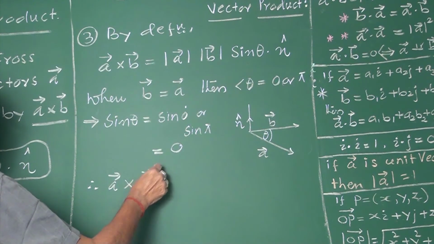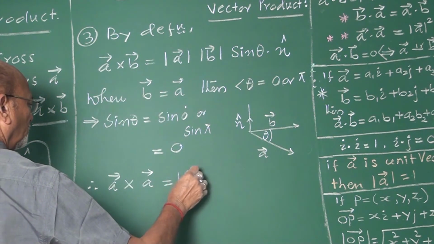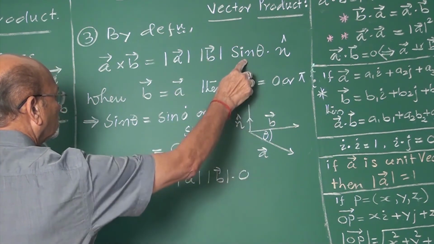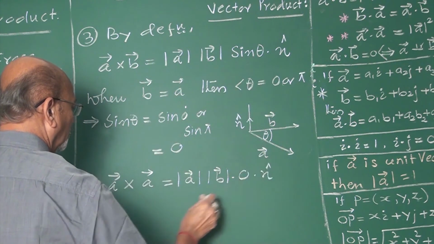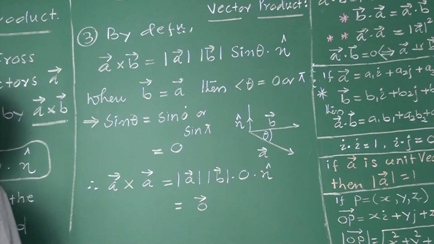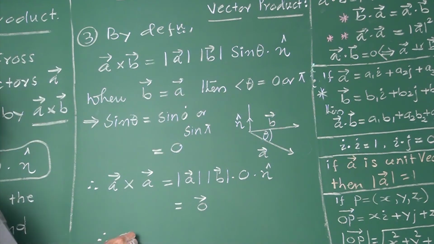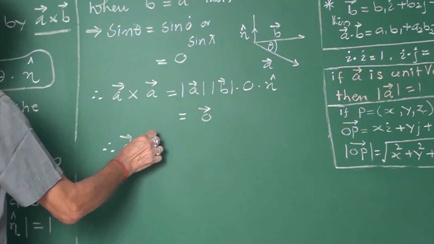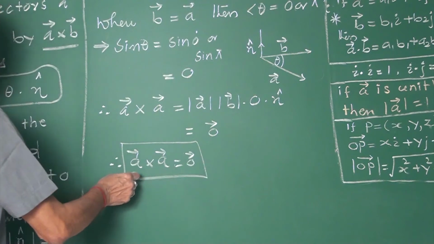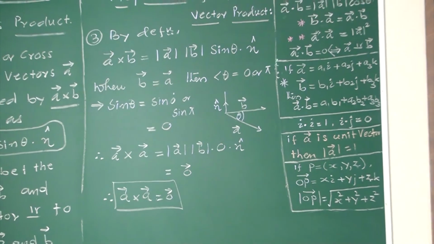A cross A, with B equal to A, is magnitude of A into magnitude of A into 0 into eta cap. This entire thing becomes, my friend, not 0 but zero vector. Therefore, A cross A is zero vector. But what about A dot A? See there. A dot A is a scalar quantity which is magnitude of A the whole square.